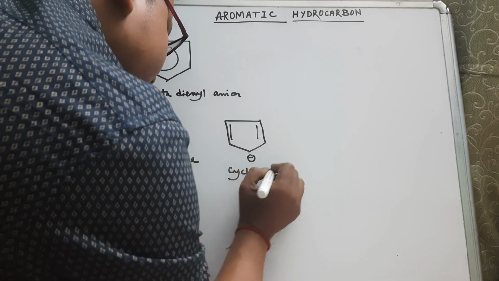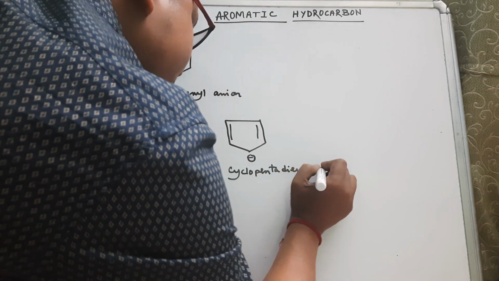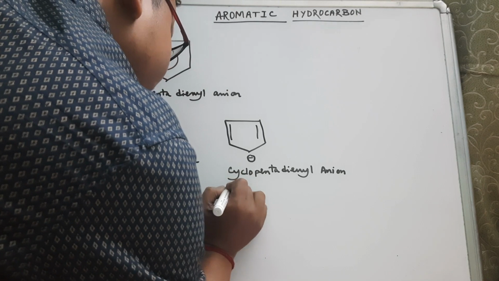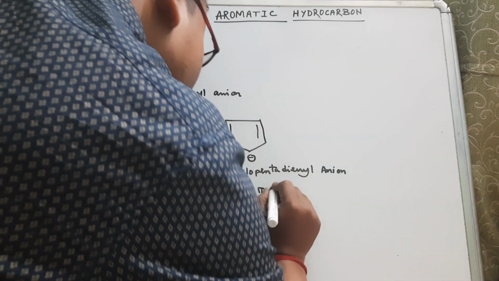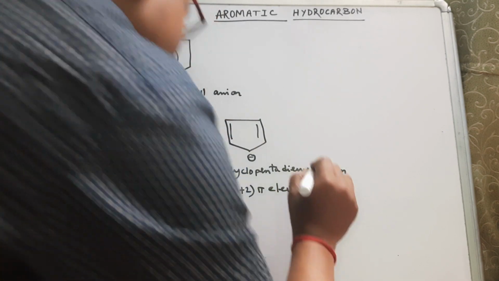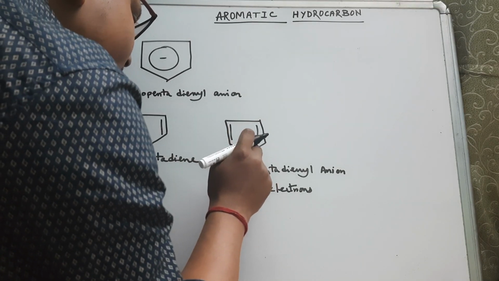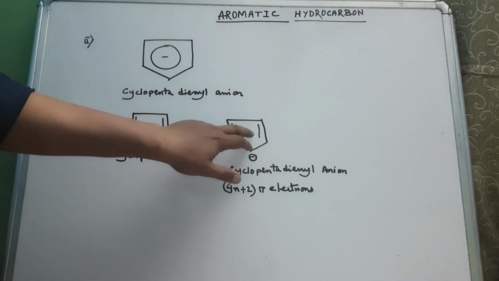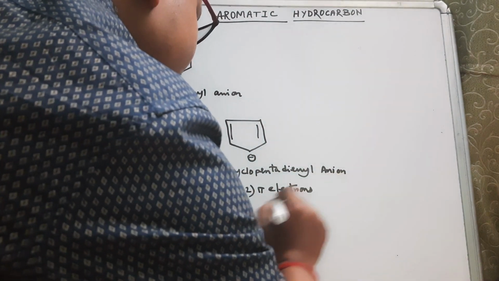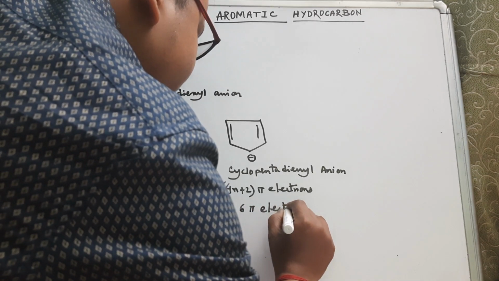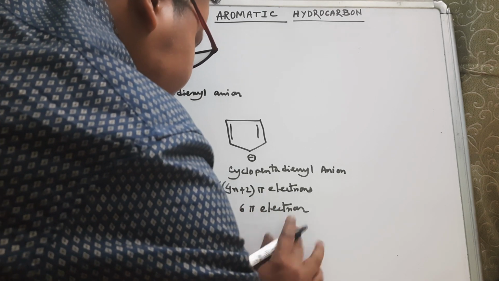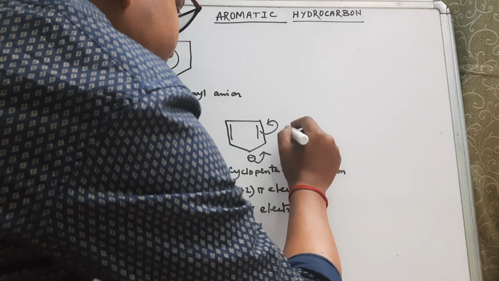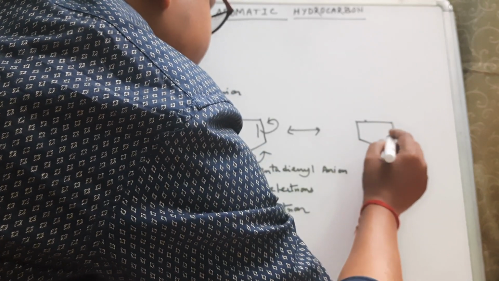This is the cyclopentadienyl anion. Look at this. There are 4n plus 2 pi electrons. Why? Because in this structure there are a total of 6 electrons: 1, 2, 3, 4, 5, 6. One pi bond means 2 electrons, so there are 2 pi bonds and one negative charge, that means 2 electrons. So there are 6 pi electrons. It fits with the formula 4n plus 2, so n equals 1, and this will be conjugated like this, and all the 6 pi electrons will be delocalized like this.